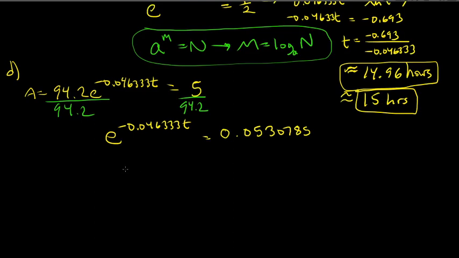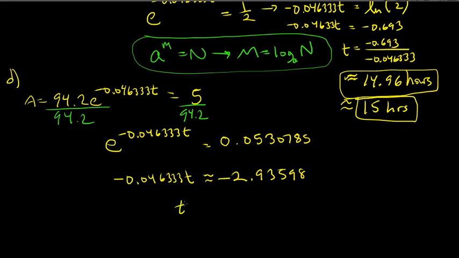Yep, I think that's right. So take the log of both sides, and you get this. Again, this will be approximate, but that's good enough. And I get negative 2.93598. So when you divide, I get that t is about 63.3 hours, right? Not years anymore. 63.3 hours.